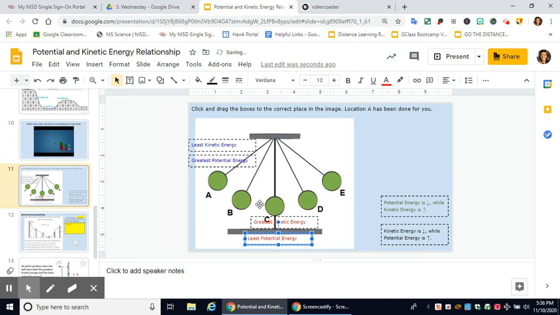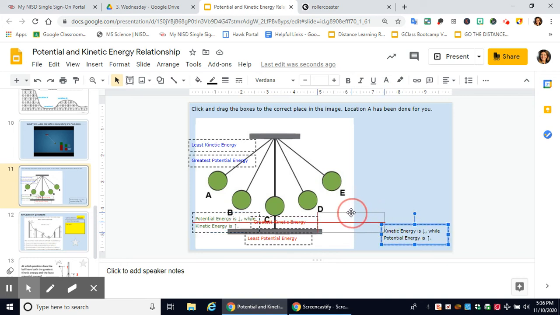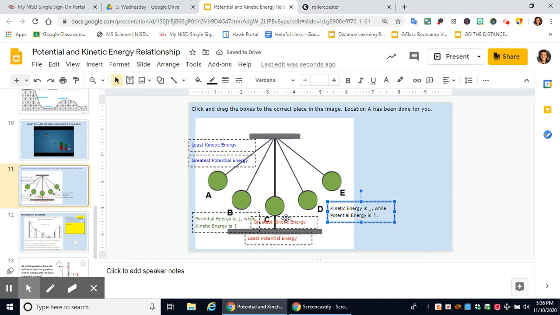Okay, and then I want to talk about these positions in between D and B. So potential energy decreases while kinetic energy increases. So here you have the greatest potential, and then your potential energy decreases as you gain kinetic energy. Then over here, if we look at this point of the pendulum, we can say kinetic energy is decreasing while potential energy is increasing.